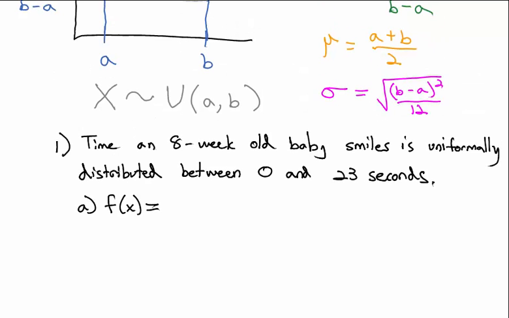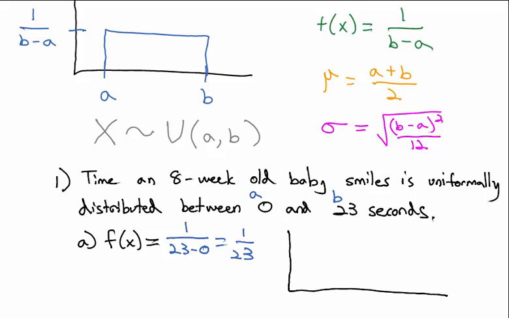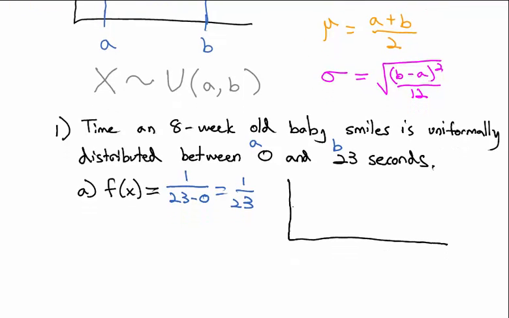Well, we said our f of x is 1 over b minus a. 23 seconds, the maximum, is our b, 0 is the a. So 1 over 23 minus 0, or just 1 over 23. In other words, the graph of this function has a height of 1 over 23, and it goes from 0 to 23. That is the density function.